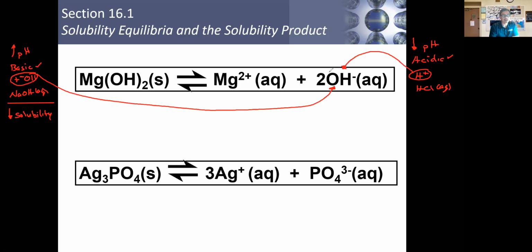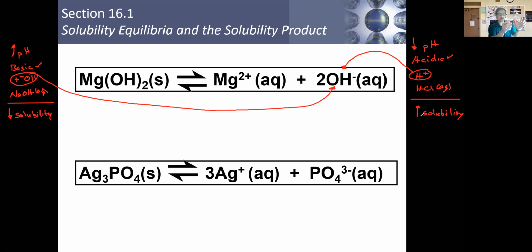Hydrogen ions will react with the hydroxide here, removing it from the solution and thus sending the equilibrium towards the right. That means you're going to get more solid dissolving. So by adding in more hydrogen ions, making the solution more acidic, we have increased the solubility of the solution. We're going to get more ions in solution.